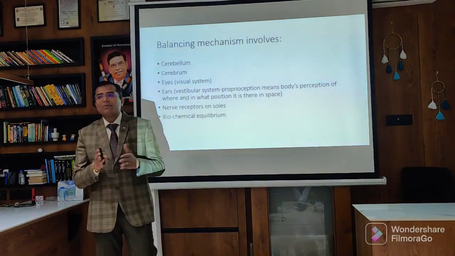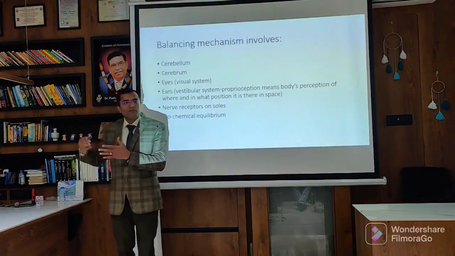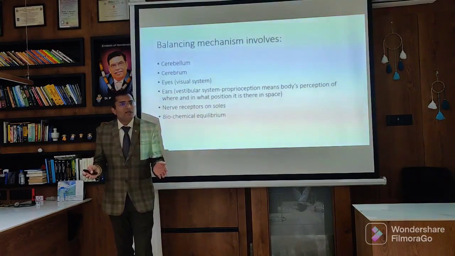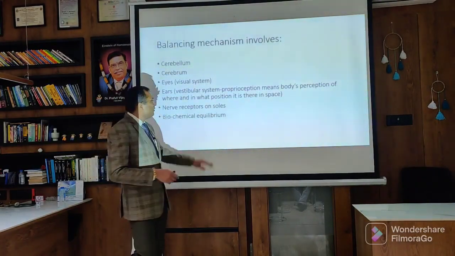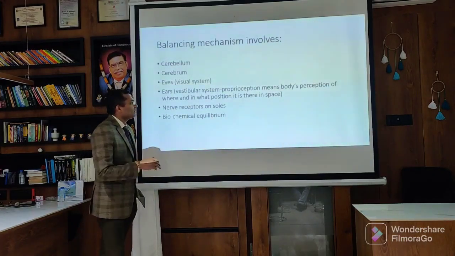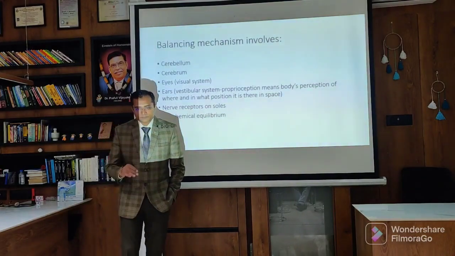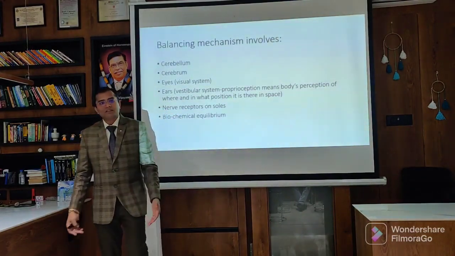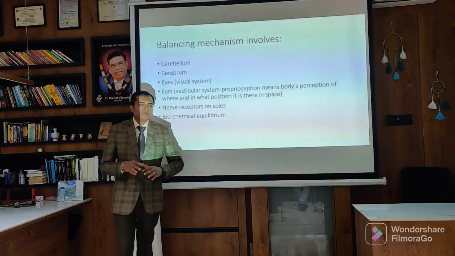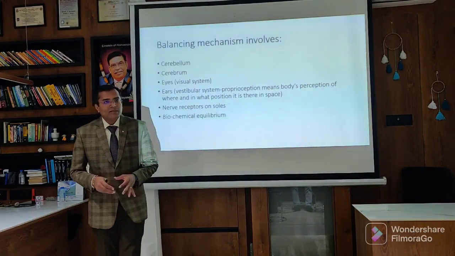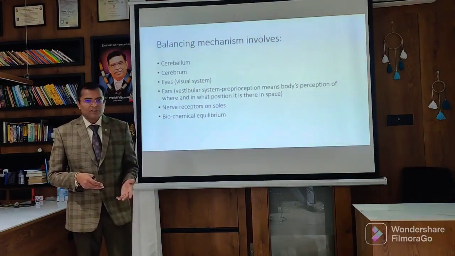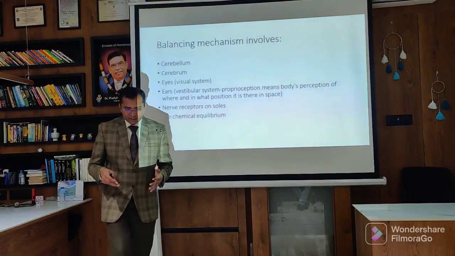The cochlear component passes sound waves to the brain, and the vestibular component helps in the balancing system of our body. We also have proprioception, which gives the body's perception of where and in what position it is in space. And there are nerve receptors specifically in the soles which give a sense of balance. If a person has peripheral neuropathy, from any cause, either diabetes or a nervous system affection, they start to feel that they cannot balance.